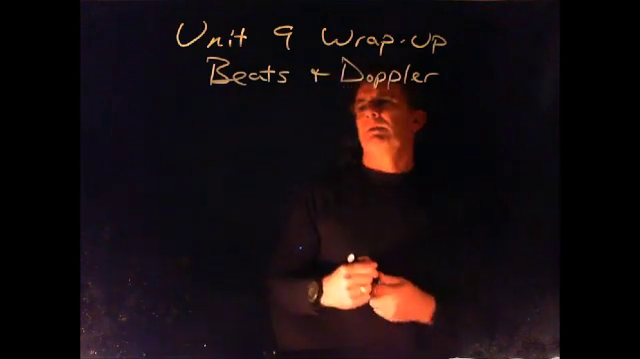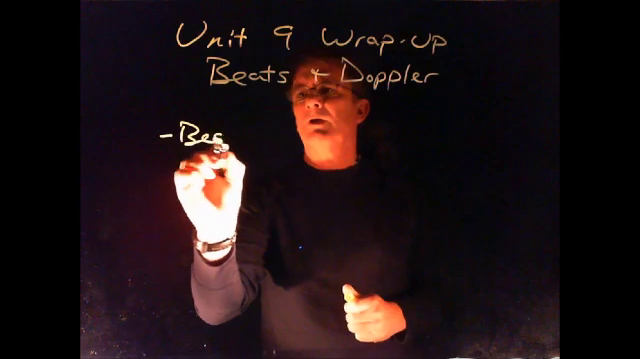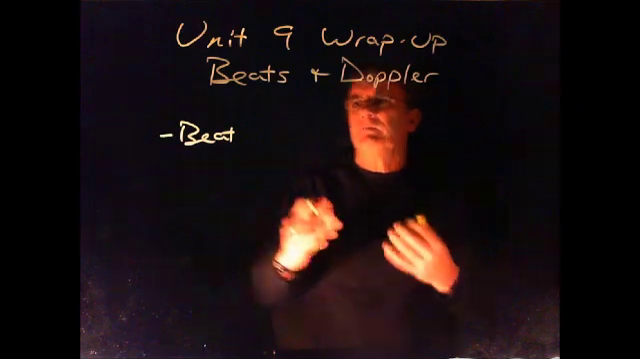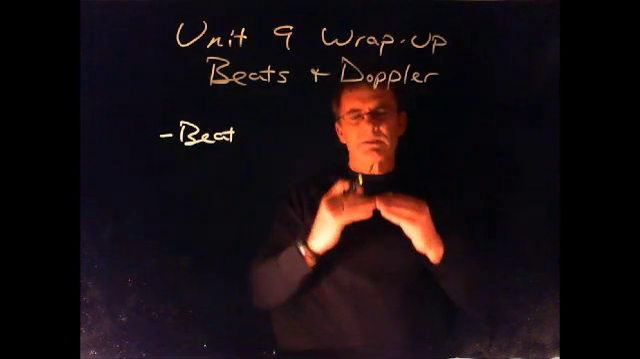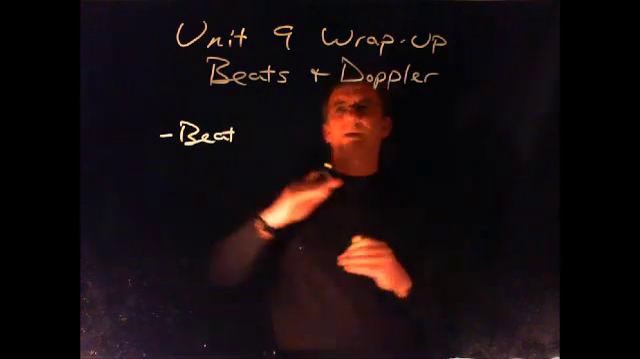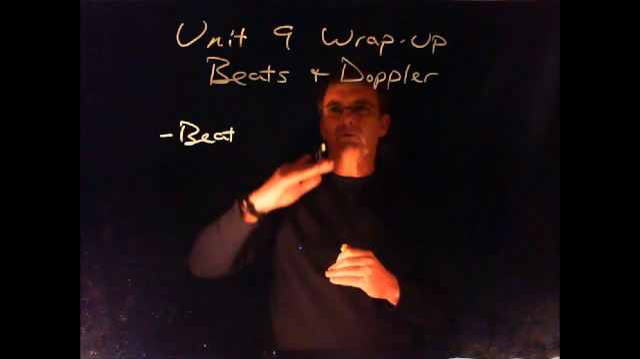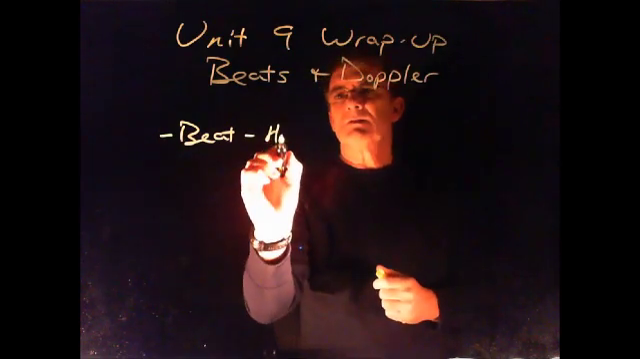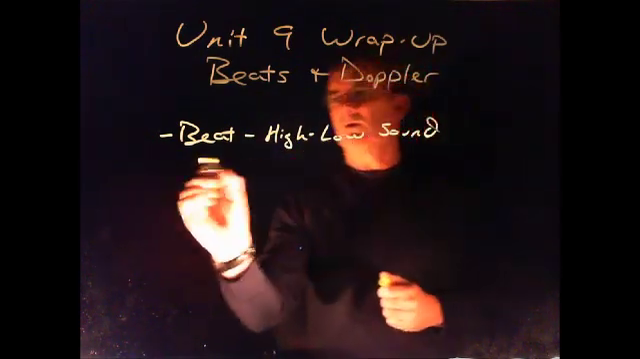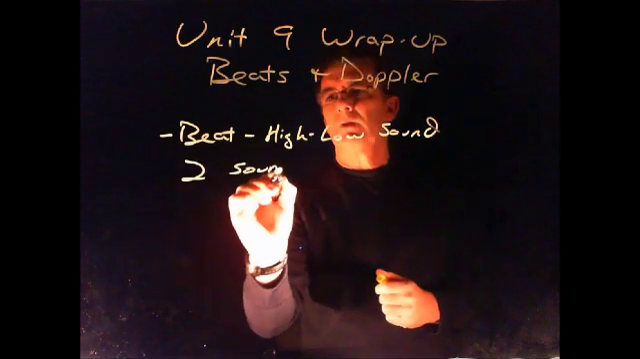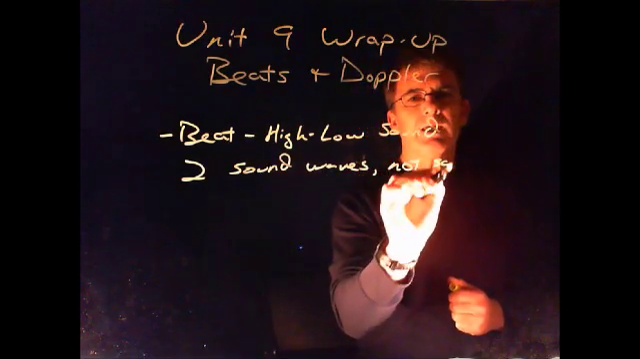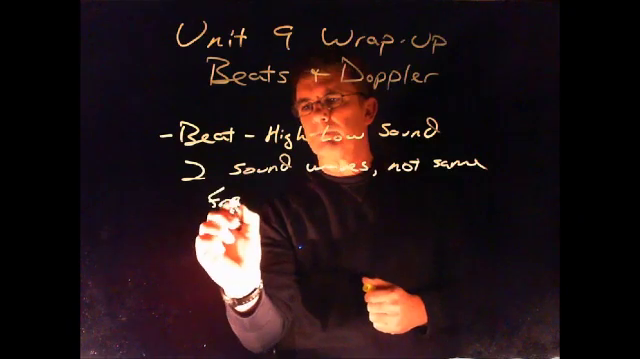Now, a beat is something that occurs when we have two sound waves that are being superpositioned. If these two sound waves are not the same frequency, the superposition sound wave, which is the sound wave that we hear, has a high-low sound to it. The beat is this repeating high-low sound, and it's a result of two sound waves of not the same frequency being superpositioned.